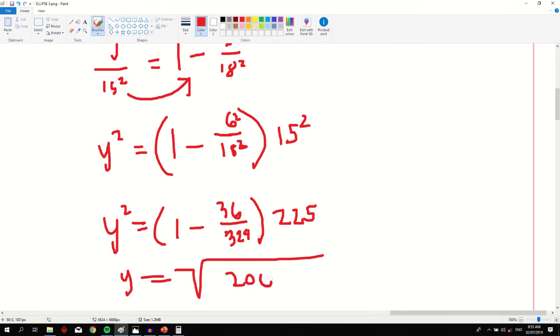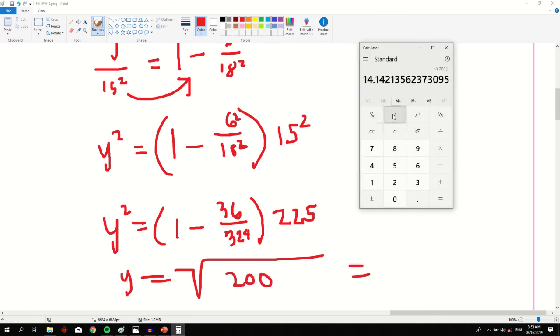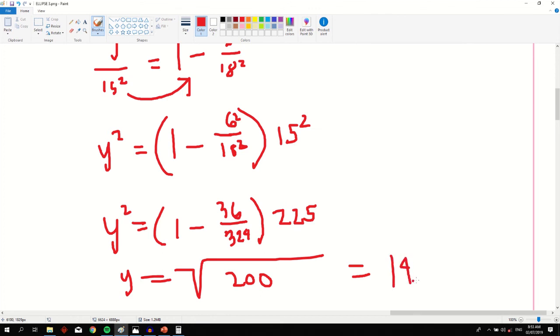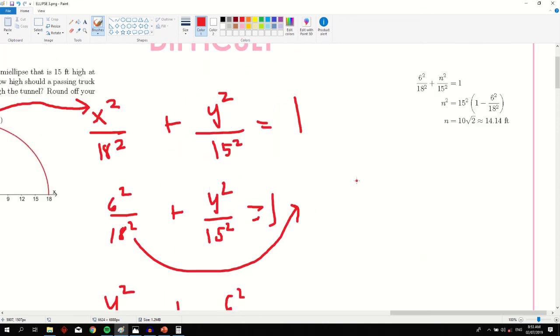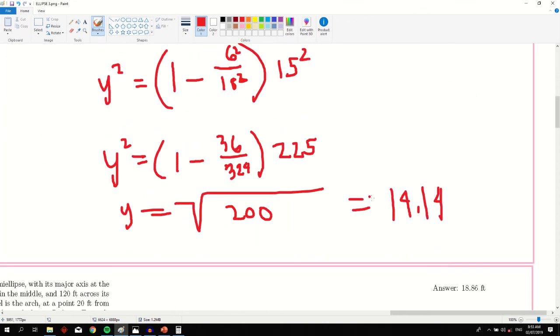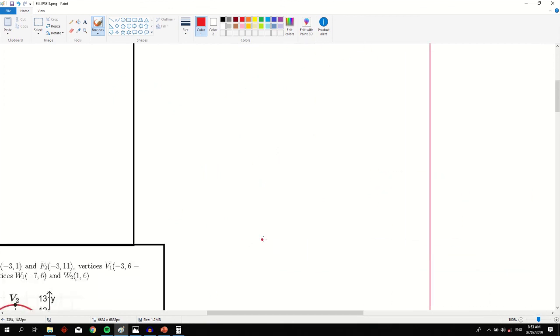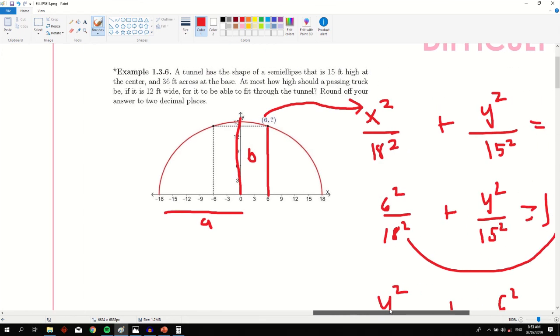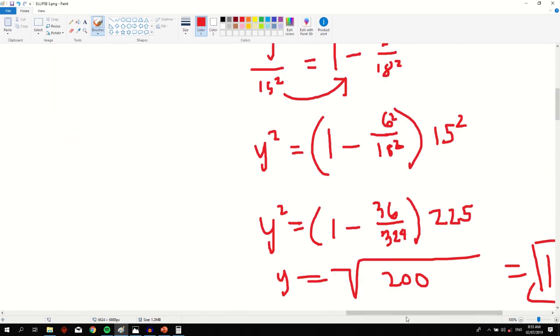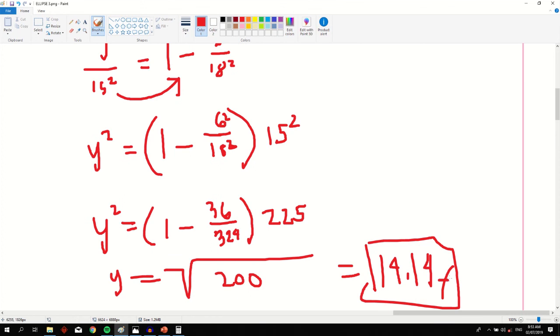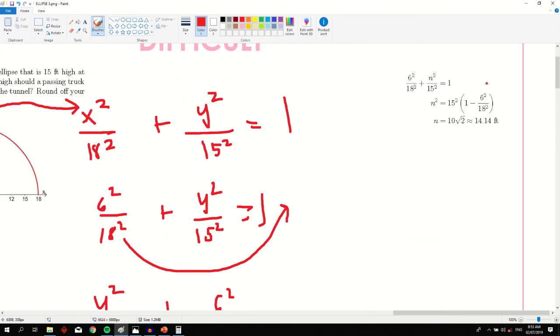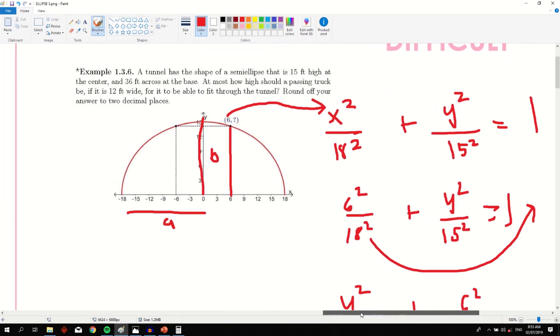So we have here, we need to square root it. The square root is 14.14. Okay, so this is our answer. So is it fit or is it okay? So it is fit. So we have 14.14 feet. So let's check if our answer is correct. 14.14 feet. So now it is correct.